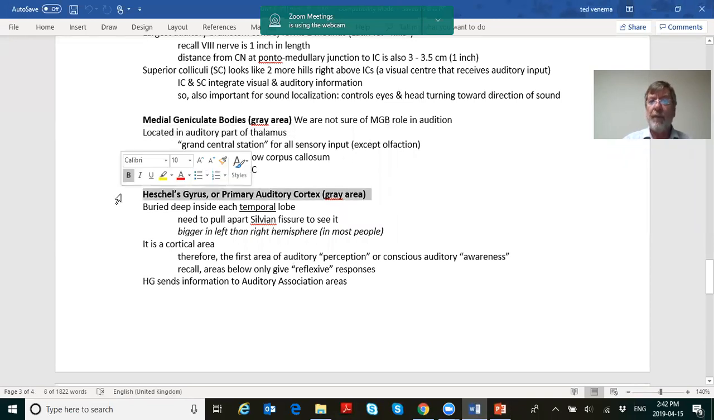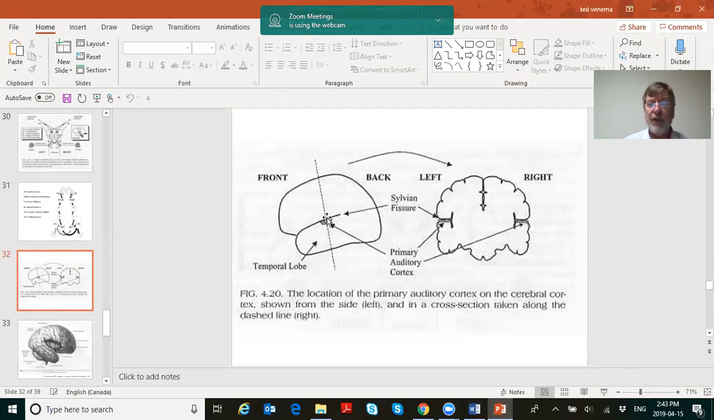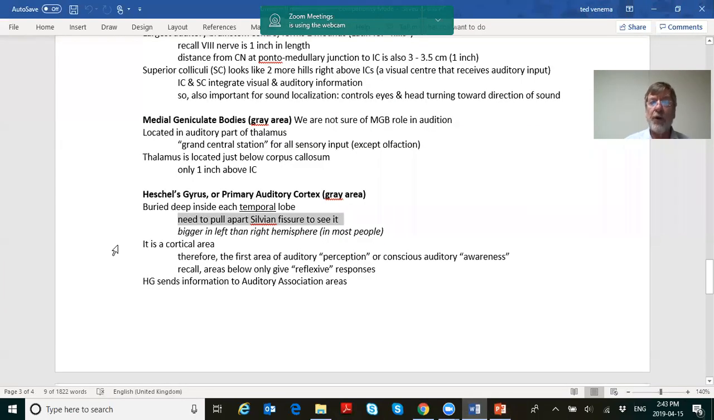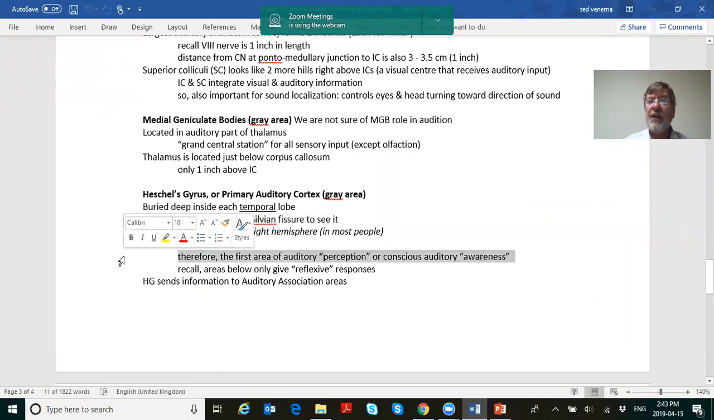Heschl's gyrus. That's the primary auditory cortex of the brain. That's where, when you peel apart the temporal lobe and open it up, you can see Heschl's gyrus. It's called the primary auditory cortex. It's buried deep inside each temporal lobe. You need to pull apart the sylvian fissure to see it. This is the sylvian fissure. It's a cortical area, therefore it's the first area of auditory perception or conscious auditory awareness.